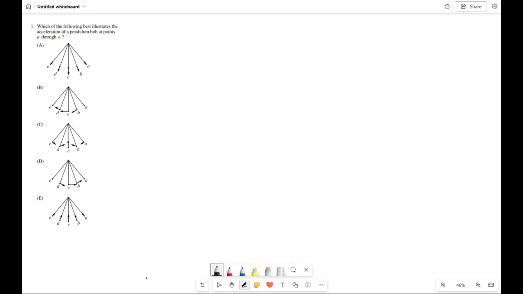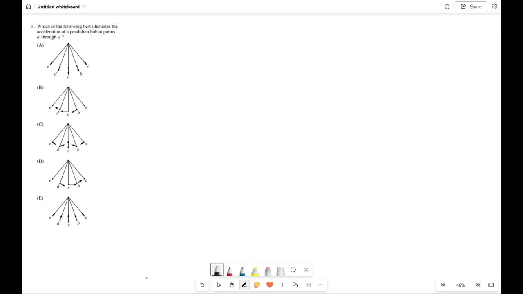Which of the following best illustrates the acceleration of a pendulum bob at points A through E? Alright, so it's asking for acceleration. Now, these diagrams look very similar to force diagrams.